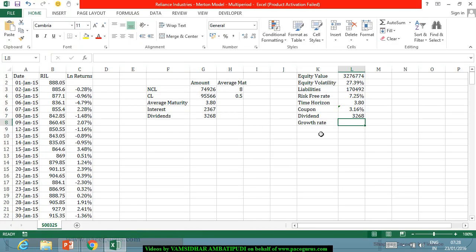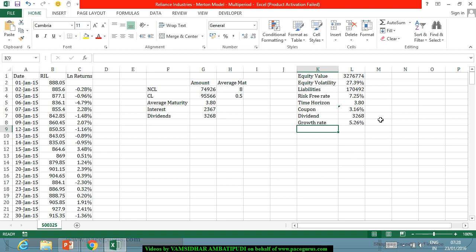So I can assume that the dividend growth rate is somewhere 10 divided by 9.5. So around 5% I can assume. I'm taking 5.26% as the approximate dividend growth rate of this company. So based on this, I can very well find out for the next 3.8 years to what extent are these dividends and the coupons going to accrue.